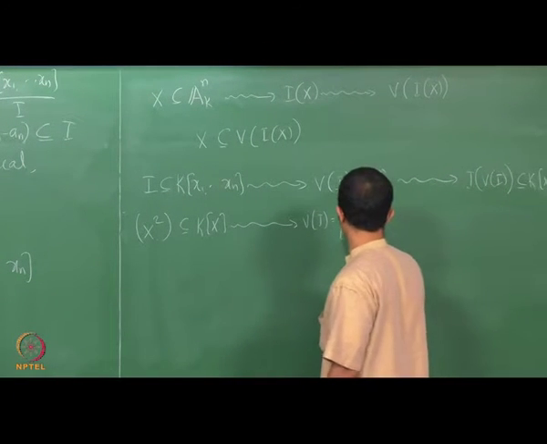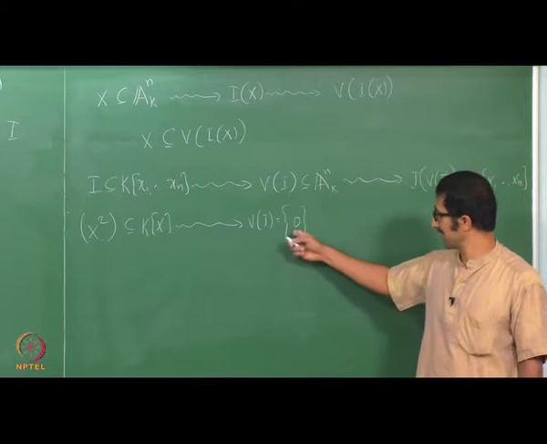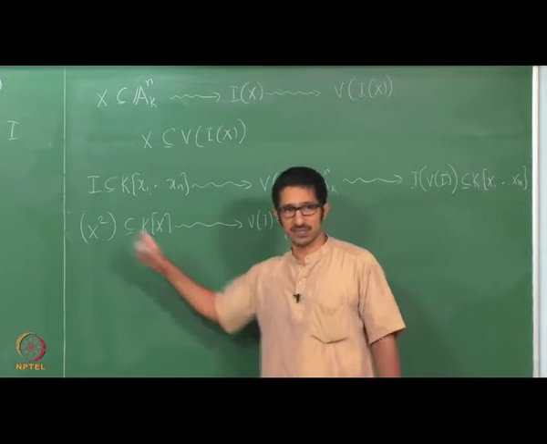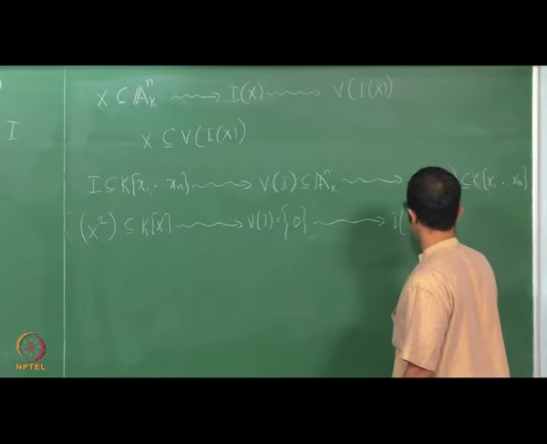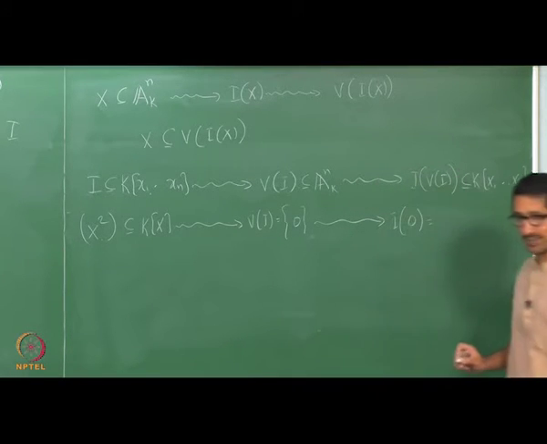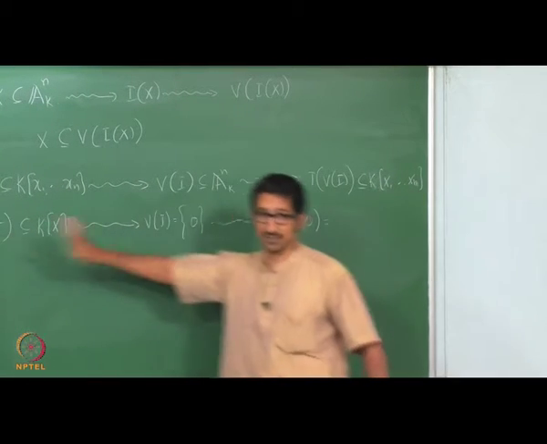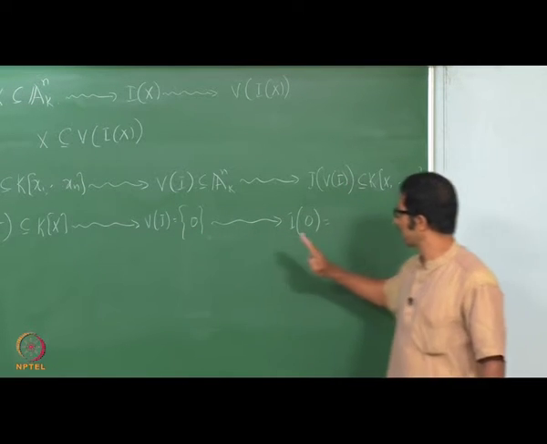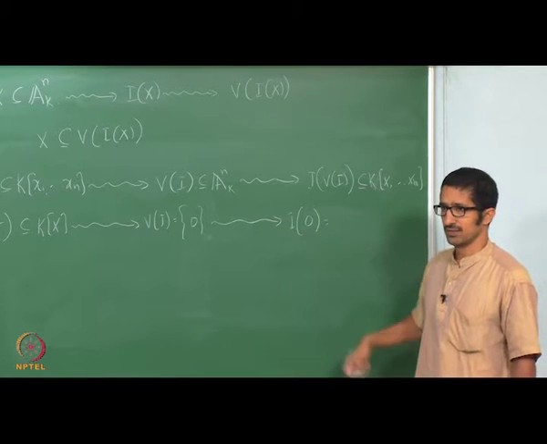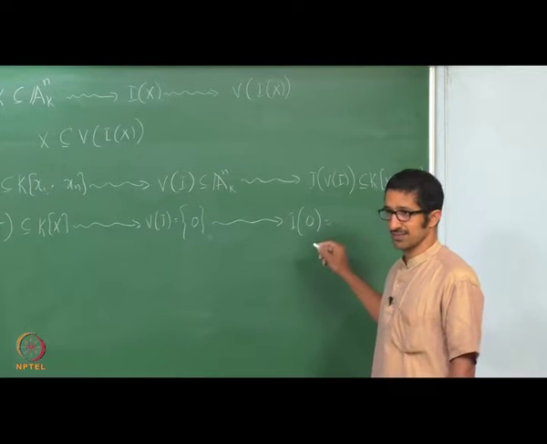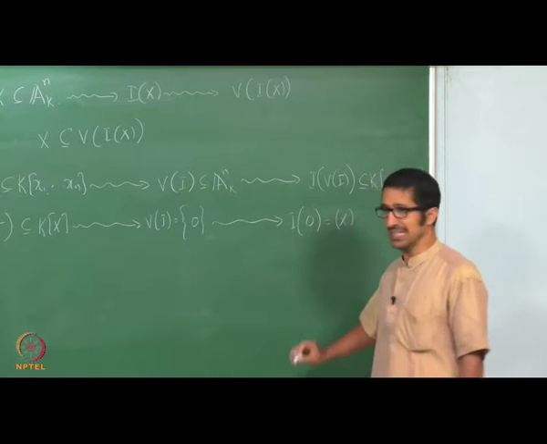Zero only, right? V(I) will be 0 only. That is the only element which will vanish on every element of this. Now, what if I go back to I of 0? I am looking at all the polynomials in K[x] which vanish on 0. All polynomials with constant term 0, which is the ideal generated by x.